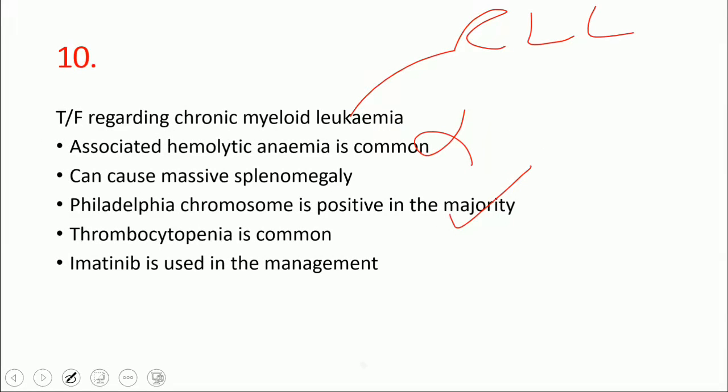Chronic myeloid leukemia, massive splenomegaly, that is a cause of massive splenomegaly.